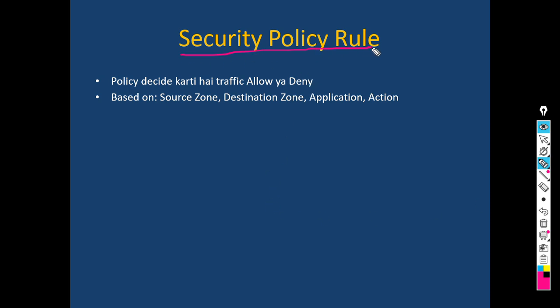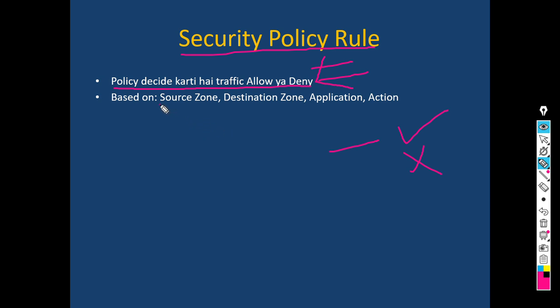Security policy. This is the important thing. Without this, we can't allow any traffic, and we can't drop any packet or deny any traffic. On the basis of the security policy, the firewall takes the decision that this packet should be allowed or this packet should be dropped. This is the important thing in the firewall. We will do the lab and configure everything there.